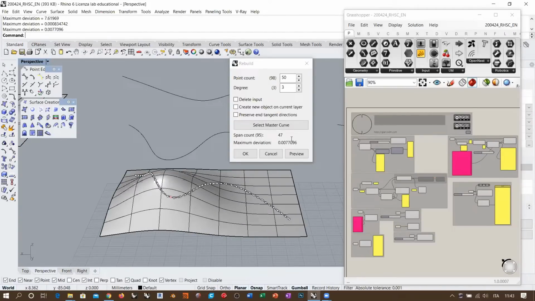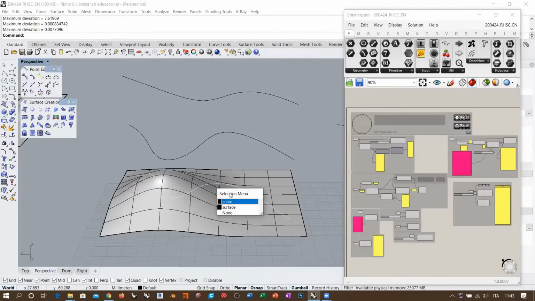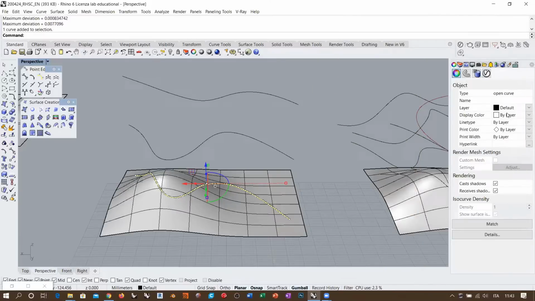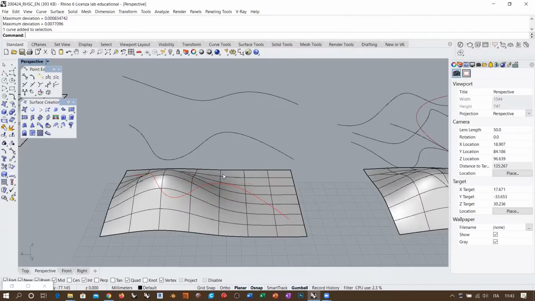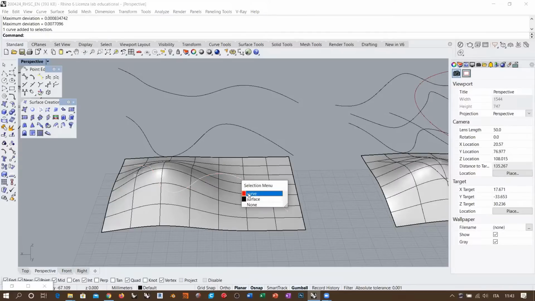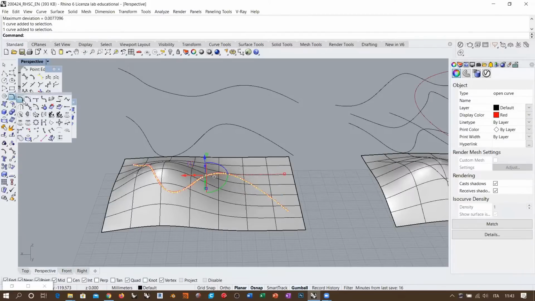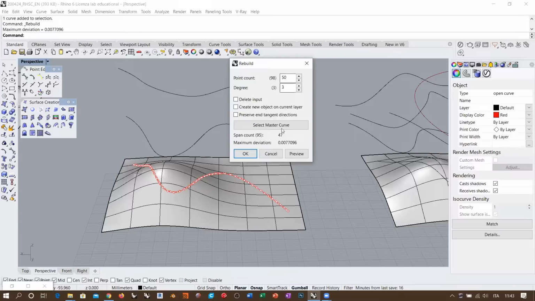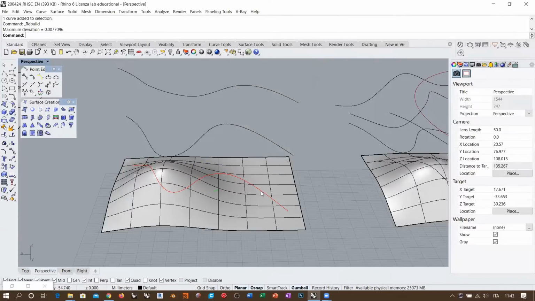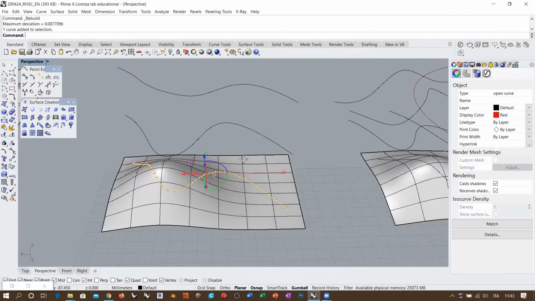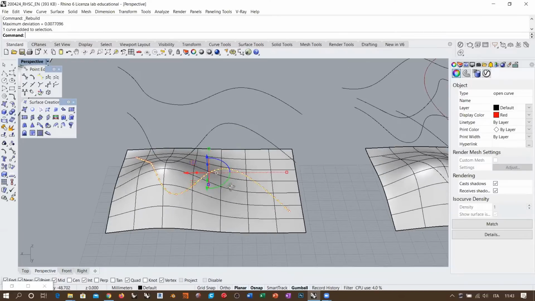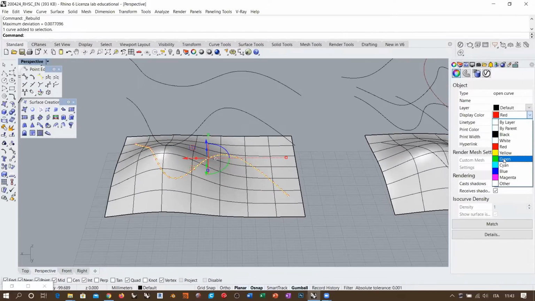So if I rebuild this and delete the input, well, no, I'm not going to delete the input. So let me do something like this. I'm going to take this curve and change its color to red. Then I'm going to select it once again and rebuild it with 50 control points, and not delete the input, and hit OK. So now we have this one, which is the regularized topology, and I'm going to change it to green.